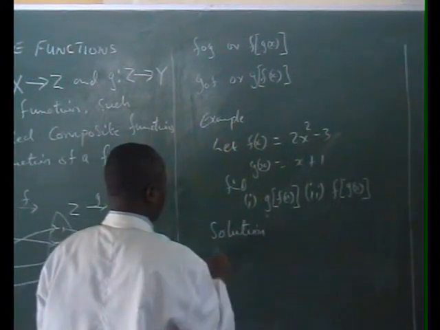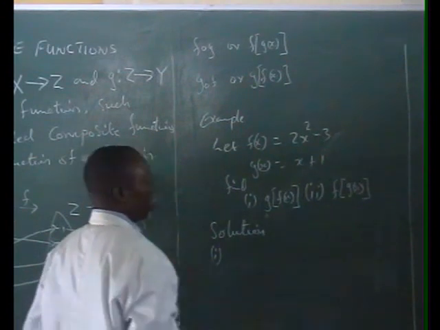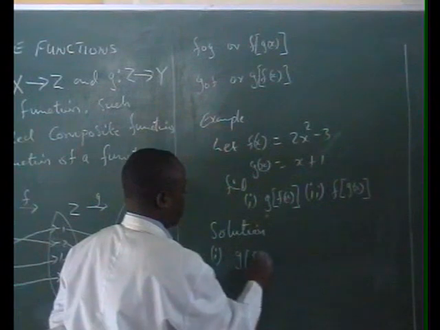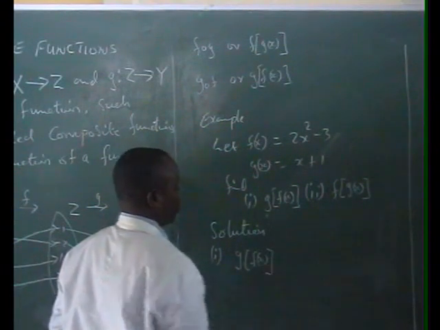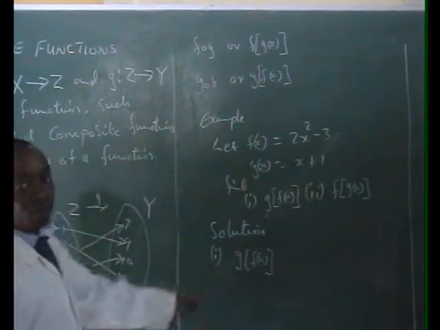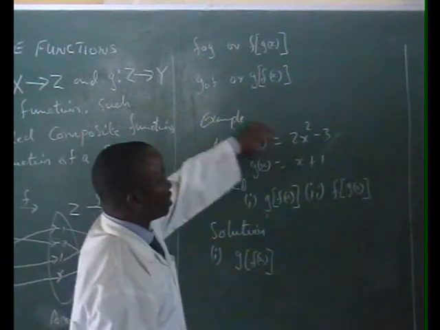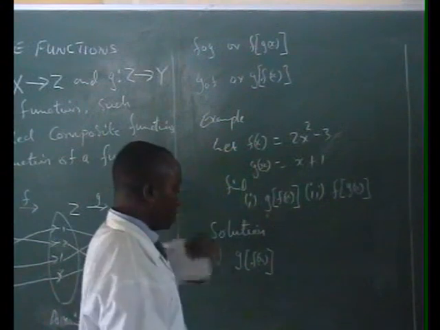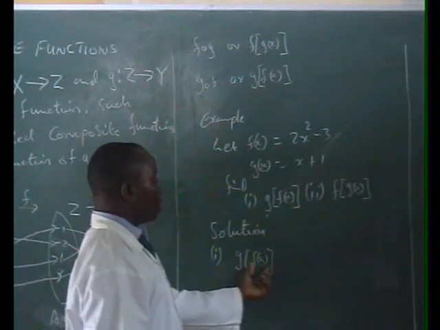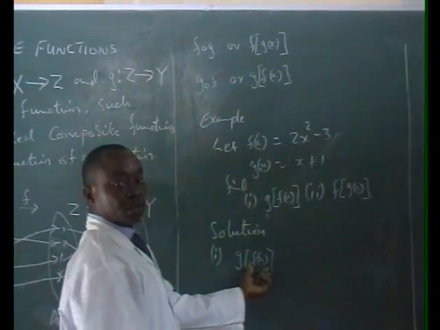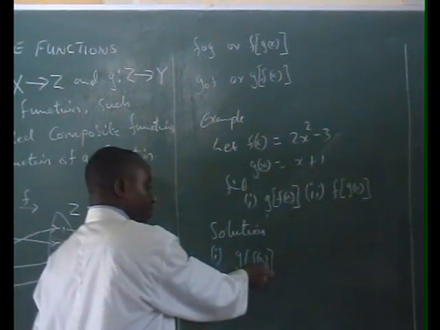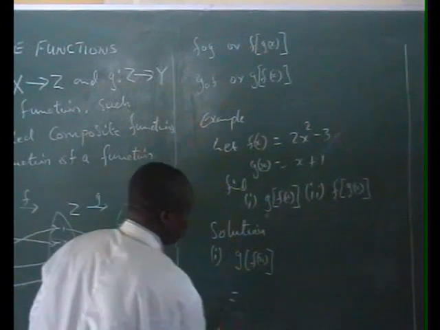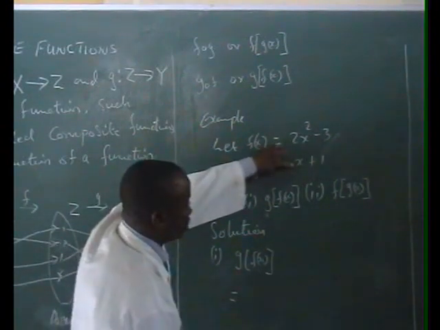For 1, g composite f. We know that f of x is 2x squared minus 3 and g of x is x plus 1. So we are going to put f, this particular one, f of x, into g. So that is already g is this.